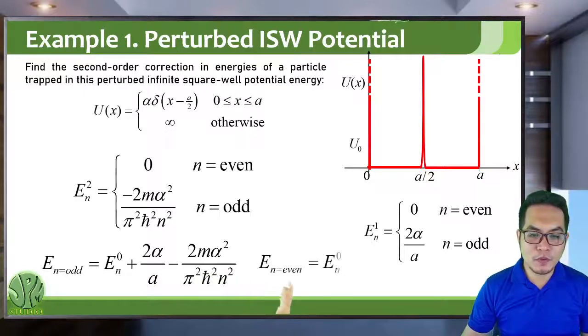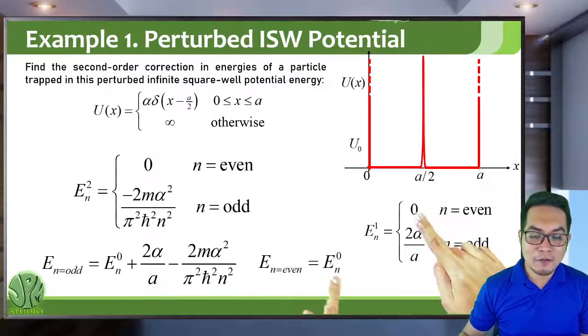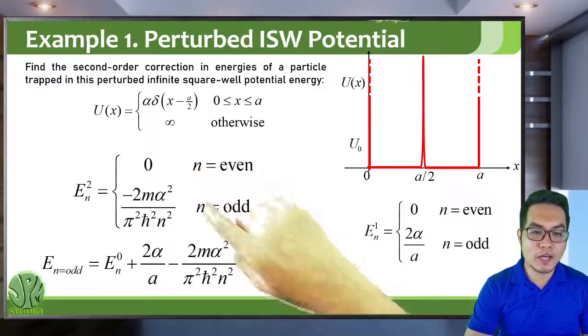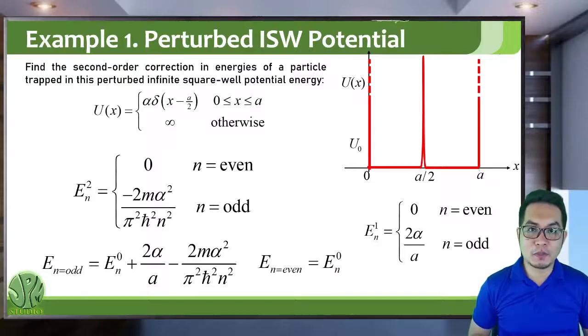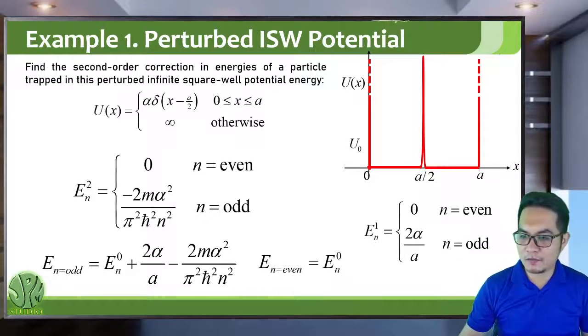But if you have even energy levels, then they don't have a first order correction, and they also don't have a second order correction. And basically, the perturbed even energy levels is just equal to the original unperturbed energy levels. Okay.